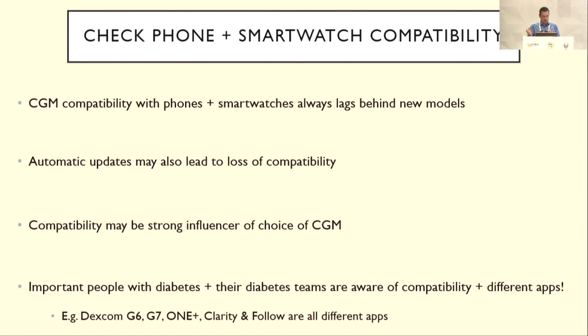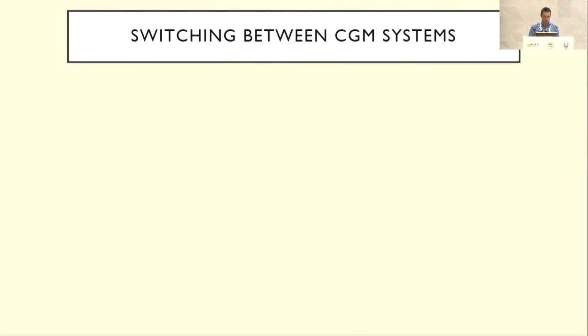So it is about checking the compatibility, and usually the suppliers are very good at pointing people in the right direction. But I think it's also really good that, even though we may not be technology experts, diabetes teams are aware, or at least can point people in the right direction on where to check that. And also knowing that, for example, with Dexcom, the G6, the G7, the ONE Plus, Clarity and Follow are all different apps. It's not just one app fits all. It's also about knowing which app goes with which sensor as well.